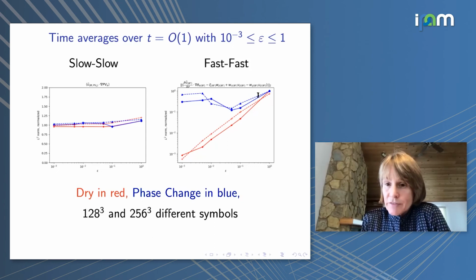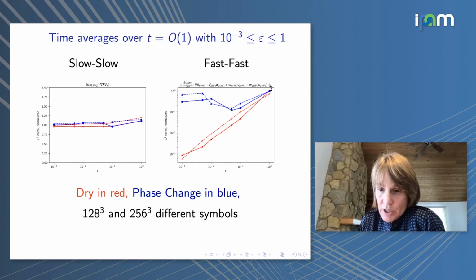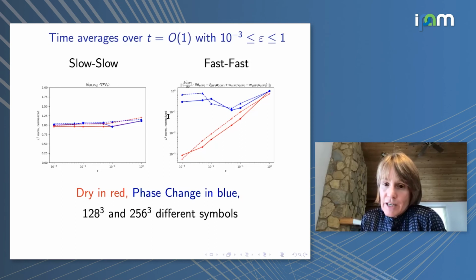On the right, fast coupling, there is a pretty dramatic difference between the behavior of the fast coupling in the dry versus phase change. So again, the dry simulations is red, and what we see here is as we decrease epsilon from 1 to 10 to the minus 3, there is roughly a linear decay in the amplitude of these fast coupling terms. And we know from the rigorous proofs that these terms must go to 0 in the limit. So that's reassuring that they behave as they should.